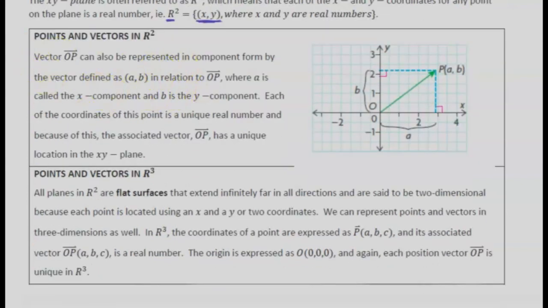Okay, now points and vectors in R squared. So vector OP can be represented in component form by the vector defined as (a, b). Okay, so this right here is called component form. In relation to vector OP, where a is called the x component and b is called the y component, right? So we're used to seeing this as an ordered pair (x, y). When we deal with vectors, we just label it (a, b). Okay, essentially the same thing. Each of the coordinates of this point is a unique real number, and because of this, the associated vector OP has a unique location in the xy plane.